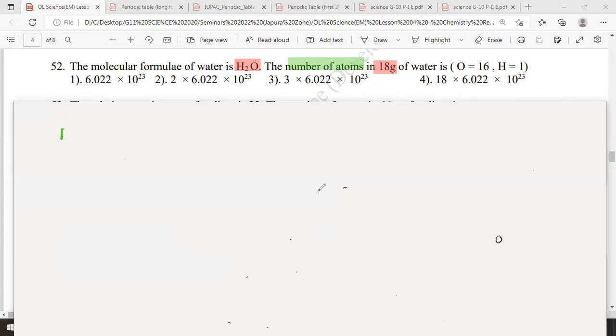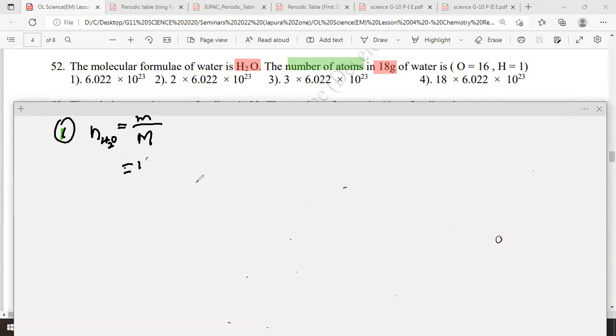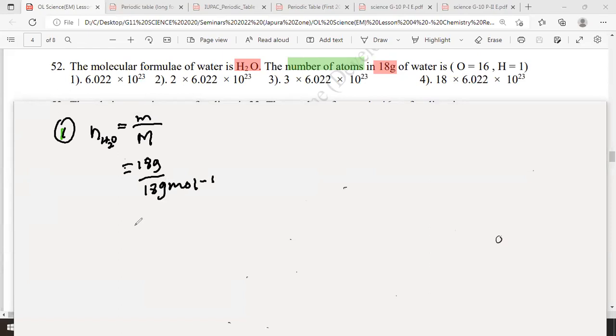What is the first step? First you have to convert grams into moles. 18 grams of water should be converted into moles. How to convert mass into moles? The equation, simple m divided by capital M. 18 grams, what is the molar mass of water? You get the molar mass of water 18. 18 grams divided by 18 grams per mole. Then gram gets cancelled, and you get one mole.